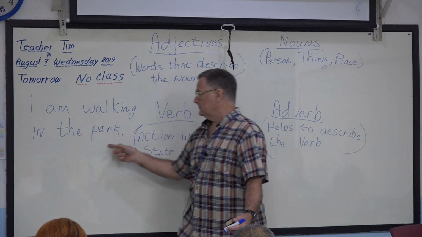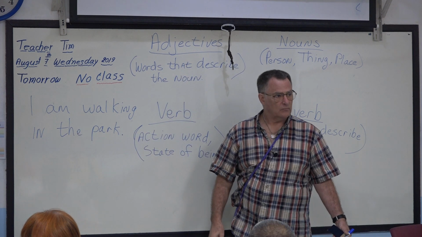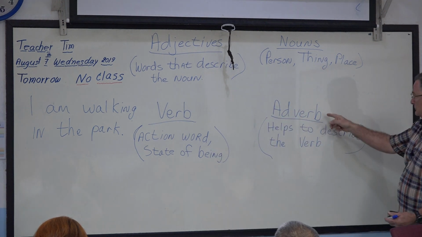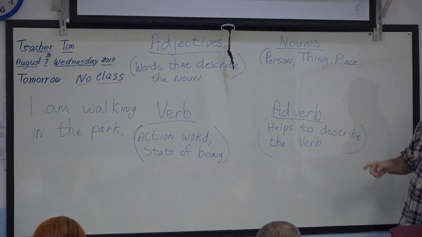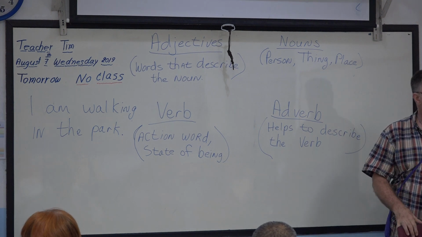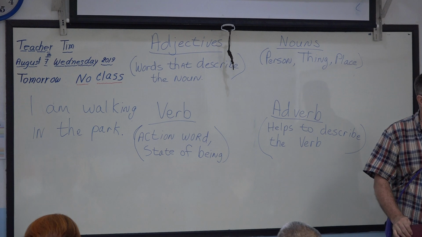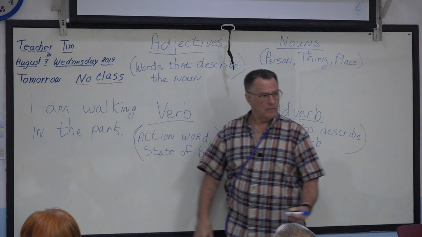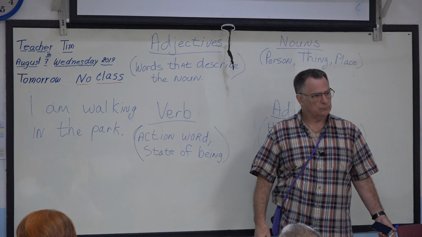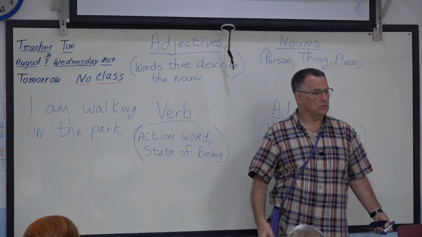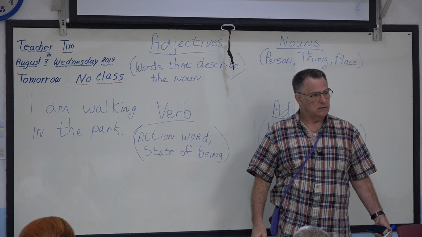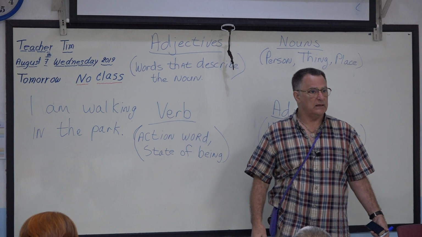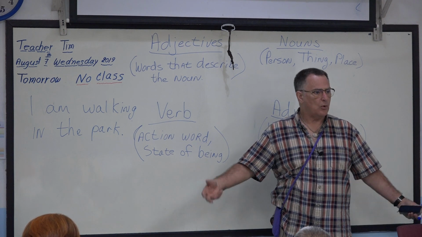What is this? What kind of word is it? It is an adverb. Okay? It tells me where you are doing the action. It describes this part. It tells me where. Are you walking fast? Are you walking slow? How are you walking?